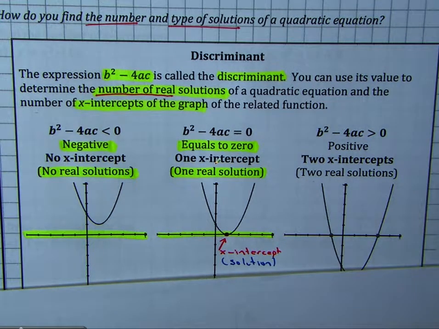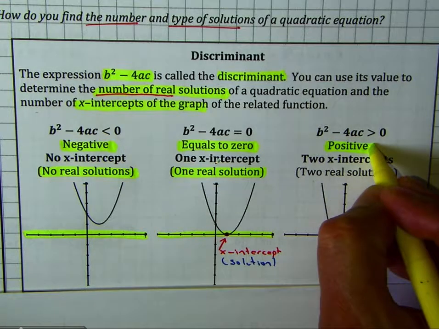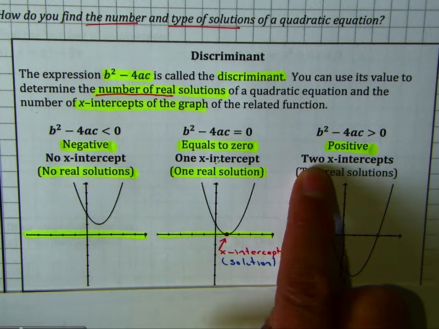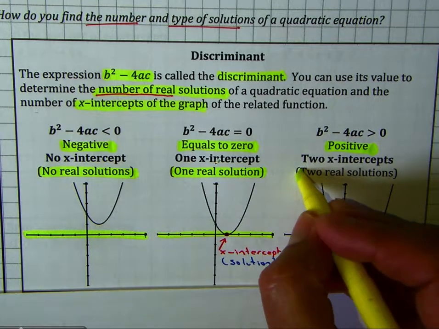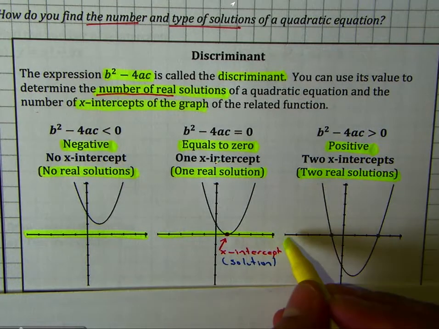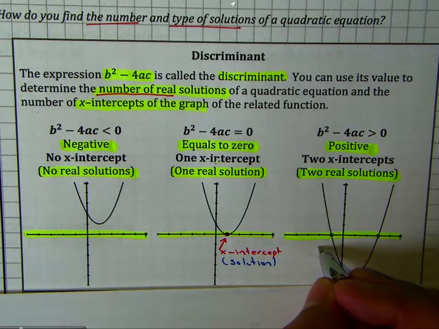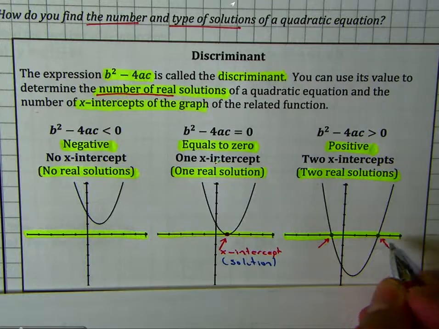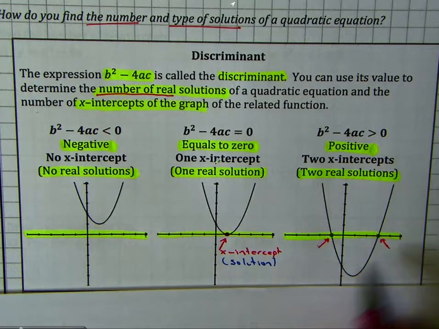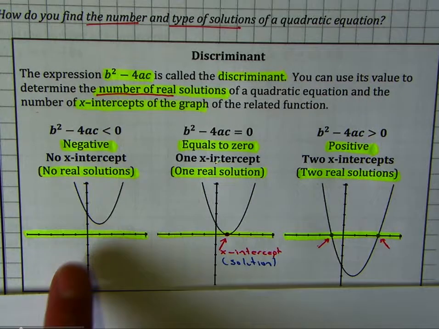If b squared minus 4ac is greater than 0, that means that if it's positive, it has two x-intercepts, which means that it has two real solutions. That means that it crosses your x-axis two times. Once, twice, those are your x-intercepts, which are your solutions as well. And you have to be able to memorize this.